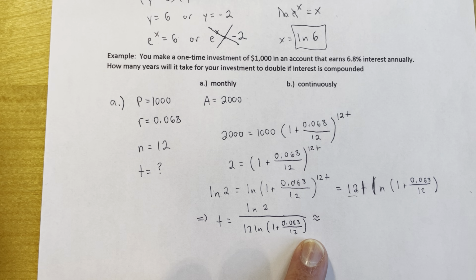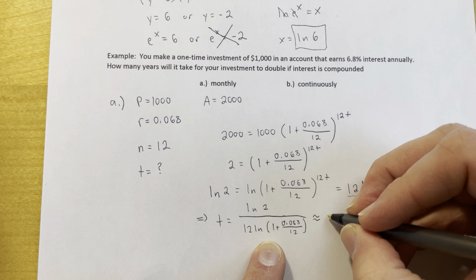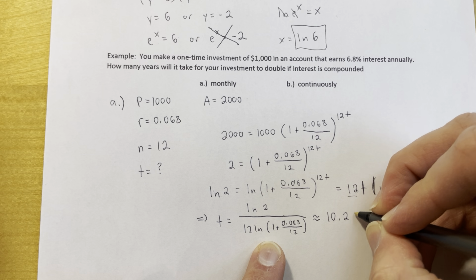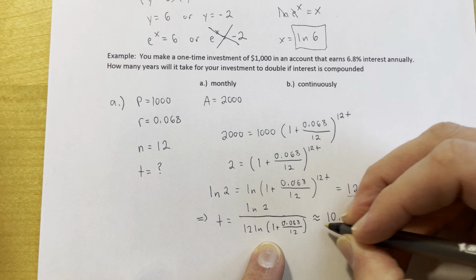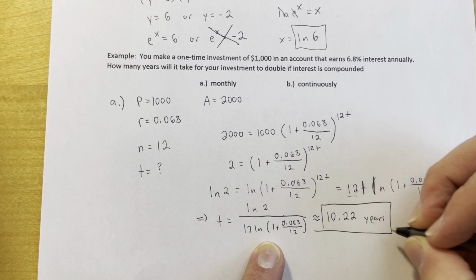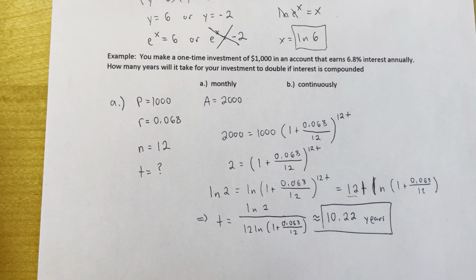This would go into a calculator, plug it in exactly as you see it. This comes out to approximately 10.22. And this is years. Okay. So that's good. We have an answer for that one.